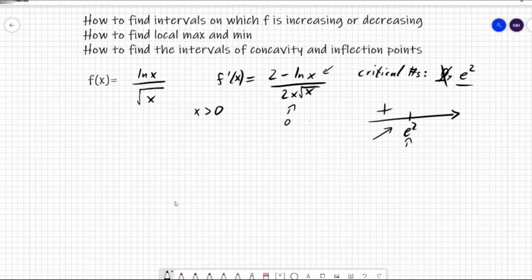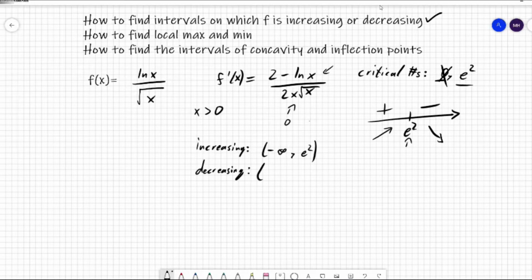So 2 minus ln 8 over 2 times 8 times root 8. And this number is smaller than 0. And then we have found the intervals. So we can say increasing, and then we just do negative infinity to e squared, decreasing as e squared to infinity.